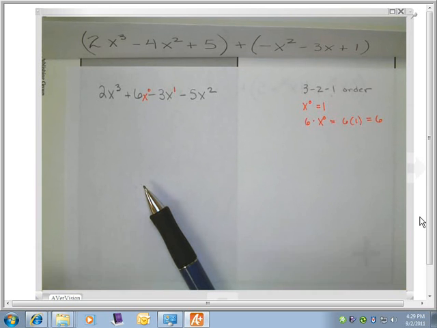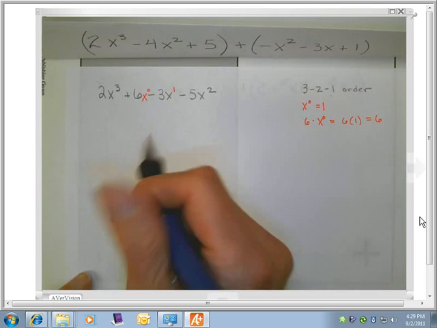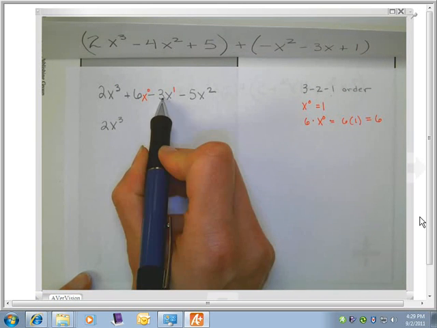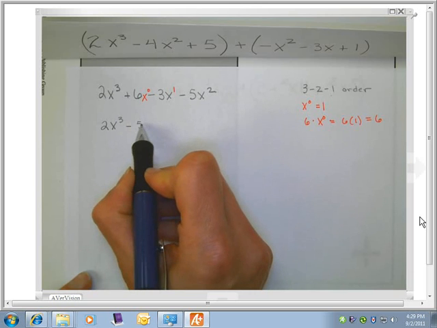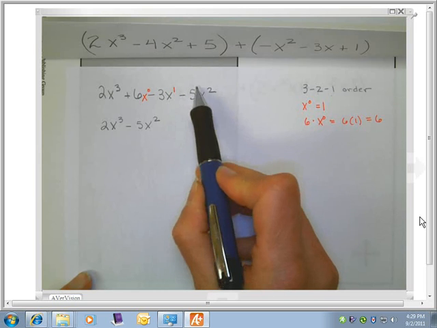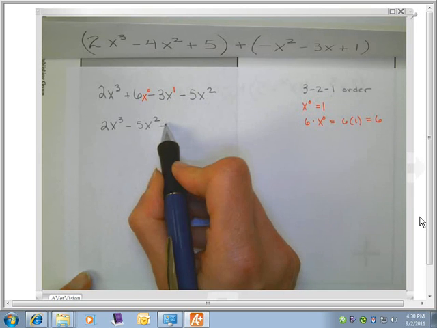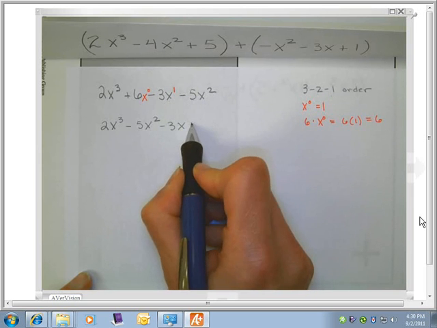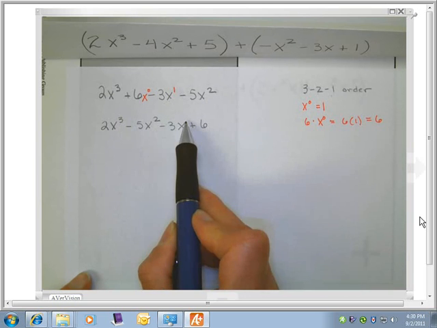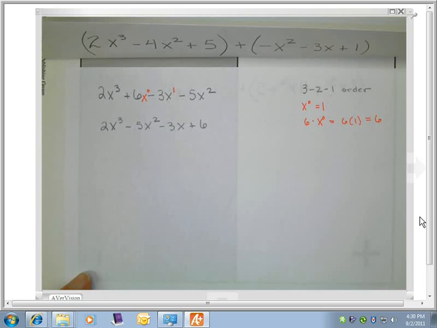It's not needed. So if I do 3, 2, 1 order, that would make this 2x cubed minus 5x squared. Remember, the sign goes with the integer, minus 3x plus 6. 3, 2, 1 order. So that's how my answer would look. Okay. So let's do this without manipulatives.